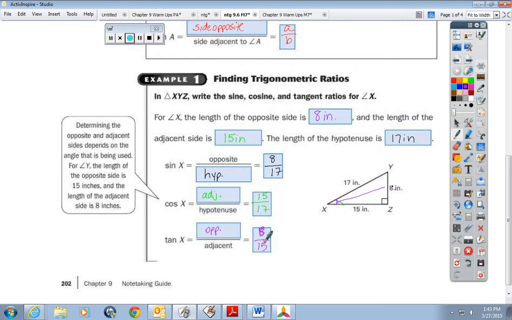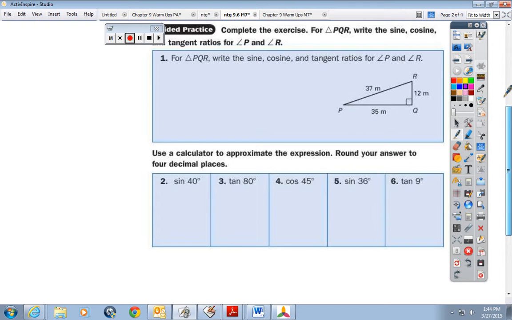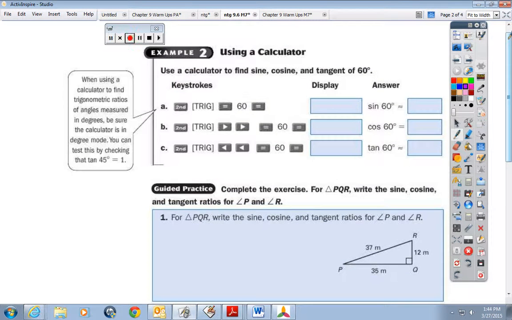Okay, so example 2 is using the calculator. So I'm going to go to example 2. Basically, in example 1, we got our answers as fractions. All fractions can be written as a decimal. When we use our calculator, it's going to give us the decimal version of the fractions we just got, which is fine.